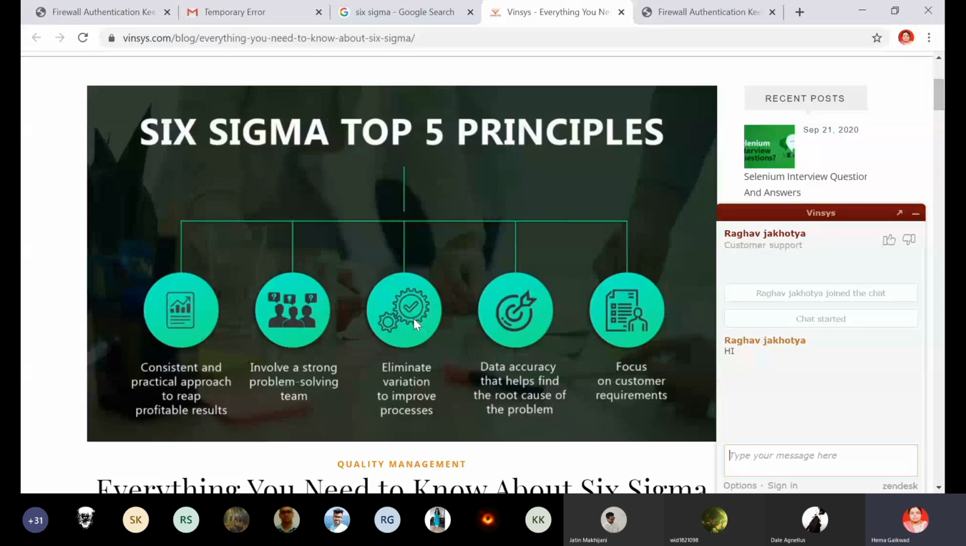Okay, the fourth principle of Six Sigma is data accuracy that helps to find the root cause of the problem. Now here my first question is, have you heard of root cause analysis? Yes, ma'am. So Nirmit, can you briefly give an introduction of root cause analysis, what it is and why we use it?